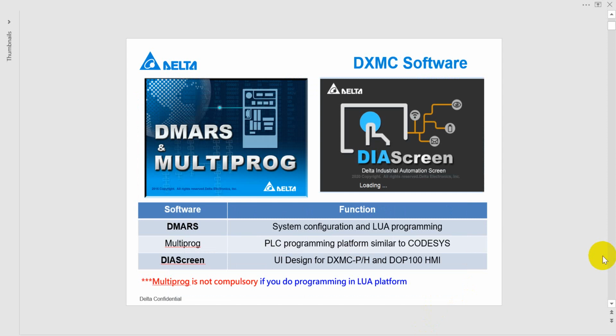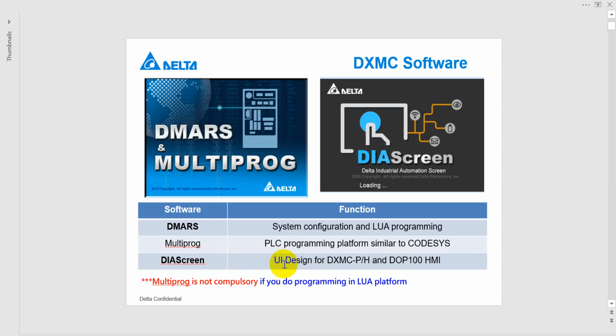This page will show the DXMC main software. I just mentioned on the previous page, our main software is DMARS. We use this for system configuration and Lua programming. And if the customer is more familiar with PLCopen and IEC 61131-3, then you can use Multiprog to do the PLC programming, which is also similar to the CODESYS platform, but slightly different, though the concept is similar.